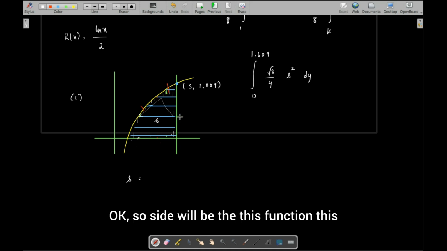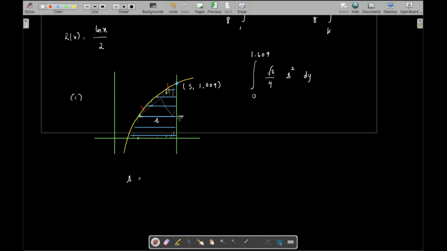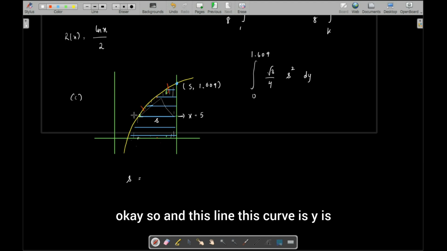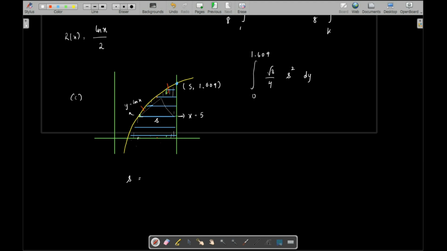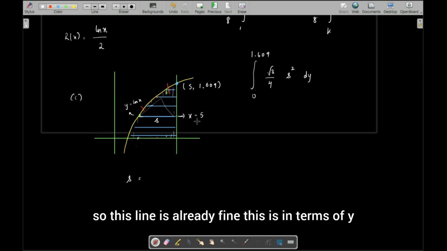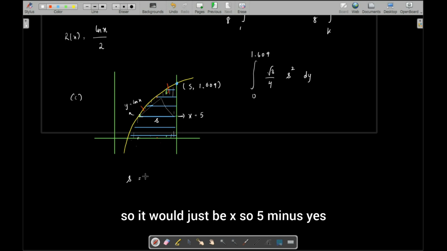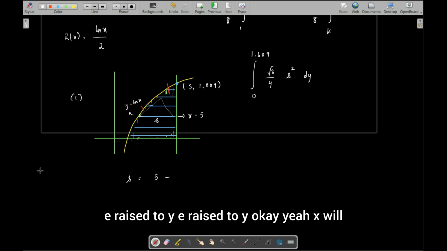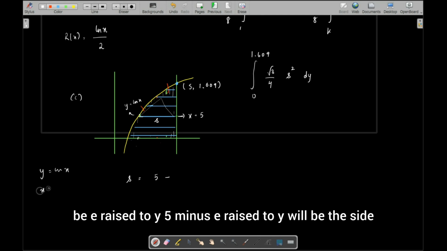So the side will be this function minus this function. This is the line x equals 5, a vertical line. And this curve is y equals ln x. So you have to convert in terms of y this time. This line is already fine, it is in terms of y. So it would just be x, so 5 minus e raised to y, because x will be e raised to y. 5 minus e raised to y will be the side.